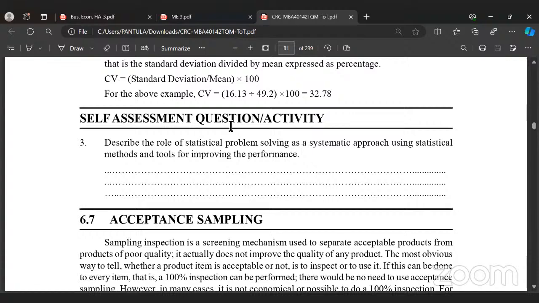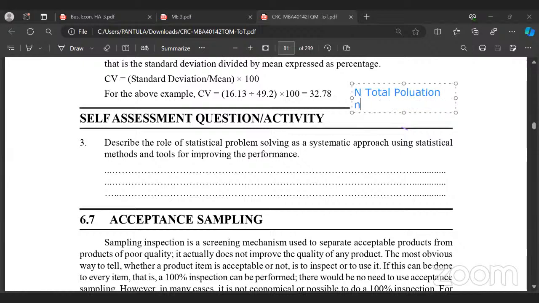Here, capital N and small n. What is meant by capital N? What is meant by small n? Capital N denotes the total population, whereas small n denotes the sample size.